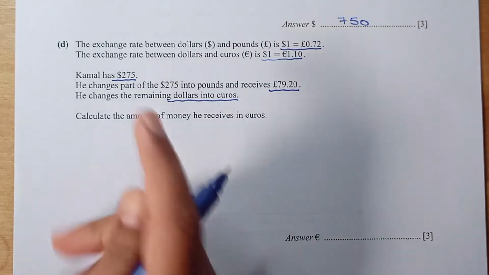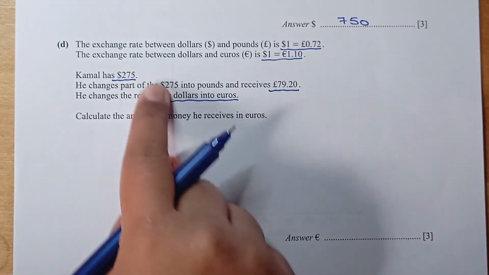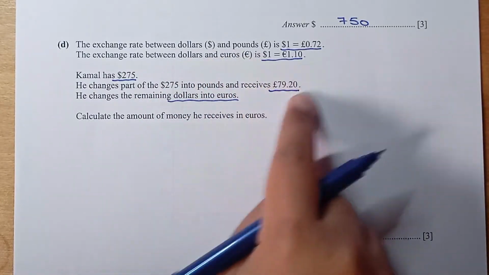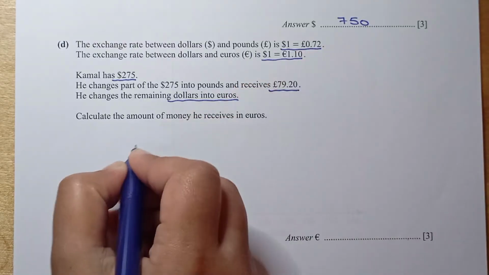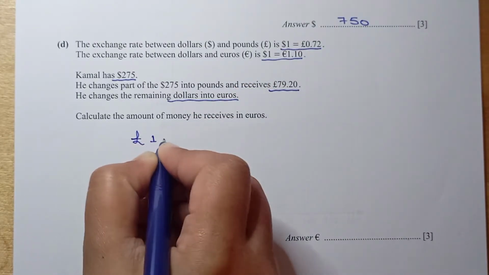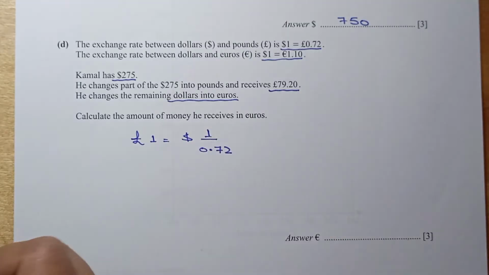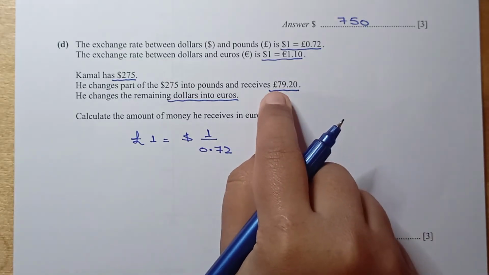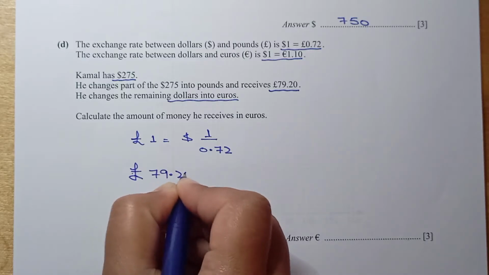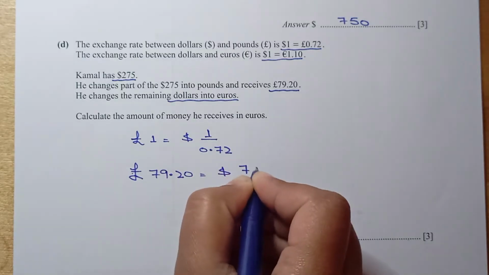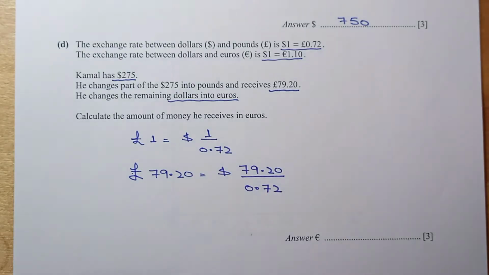We are given the information that he changes some part of his money into pounds, and he received this much in pounds. So first we need to use this conversion, that $1 is this much in pounds. So what would be 1 pound? 1 pound, in terms of dollars, is 1 over 0.72 dollars. And he received this much in pounds. So what about 79.20 pounds in terms of dollars? This would be 79.20 divided by 0.72. We will get the amount in terms of dollars.